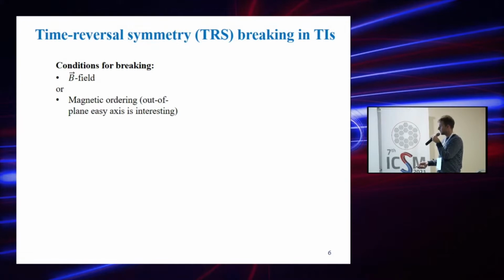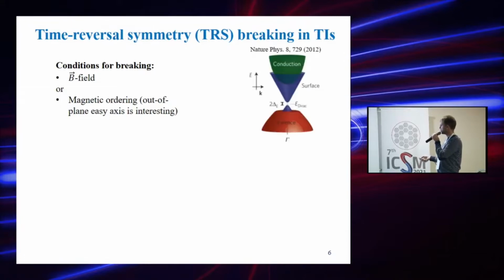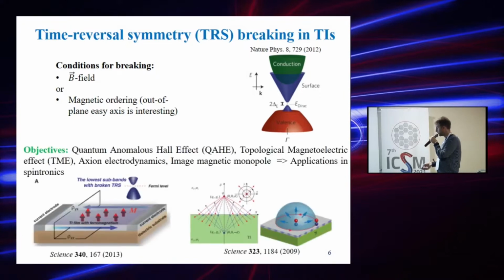Basically, you can do this in 2 ways. You can introduce the external magnetic field, which is actually not very practical. And alternatively, you organize magnetic ordering, in which case the out-of-plane easy axis is interesting because it allows you to split the topological surface state by introducing this so-called Dirac point gap. Once you have realized that, you can try to observe a number of exotic and practically relevant effects listed here.